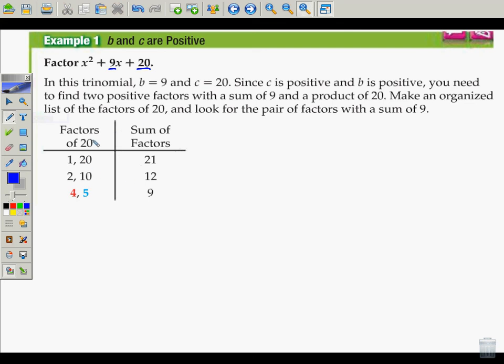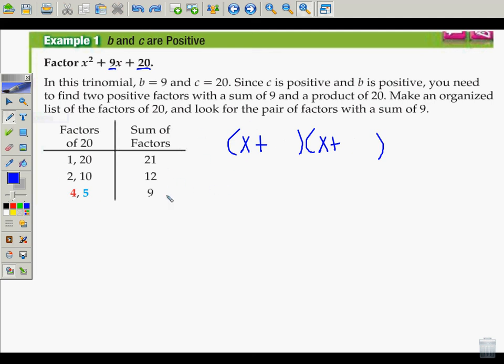Another way to do it is I always write x plus, since I know both signs are positive, and then I just start trying numbers. We could try 1 and 20, because that's the first one. Well, 1 times 20 is 20, that's good, but 1 plus 20 is not 9, so that's wrong. Then you can keep trying other numbers. What they're trying to let you see here is factors of 20: 4 and 5.